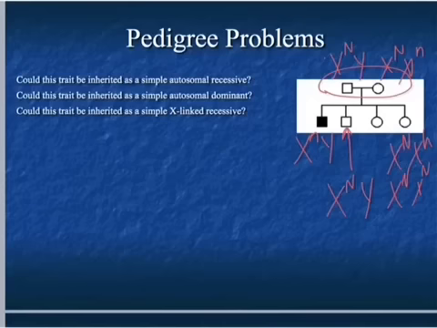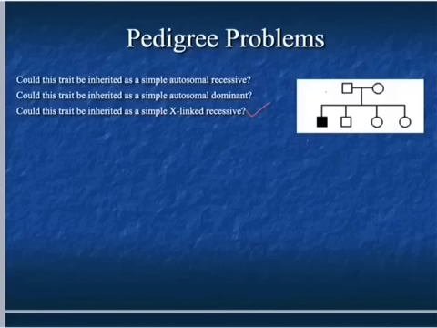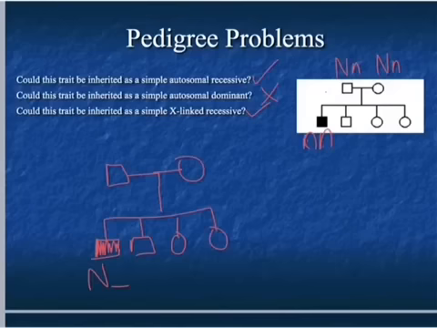So could this trait be inherited as a simple X-linked recessive disease? Yes. You then would have to go through and solve to see if it could be inherited as a simple autosomal recessive trait or an autosomal dominant trait. Pause the video and see if you can figure out if either of those options would be true for this pedigree. Did you get the same answer as me?